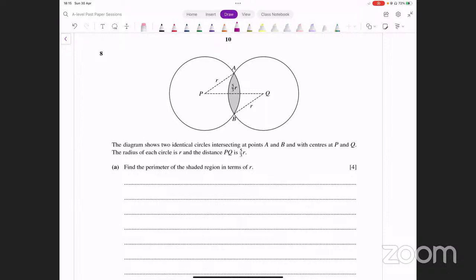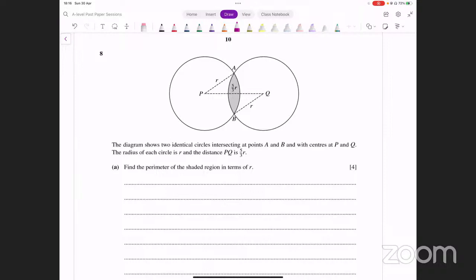It says the diagram shows two identical circles, that means they're exactly the same with the same radius, intersecting at points A and B. You can see that in the diagram with centers P and Q. The radius of each circle is R, and the distance PQ is 5/3 R. What we need to do is find the perimeter of the shaded region in terms of R.